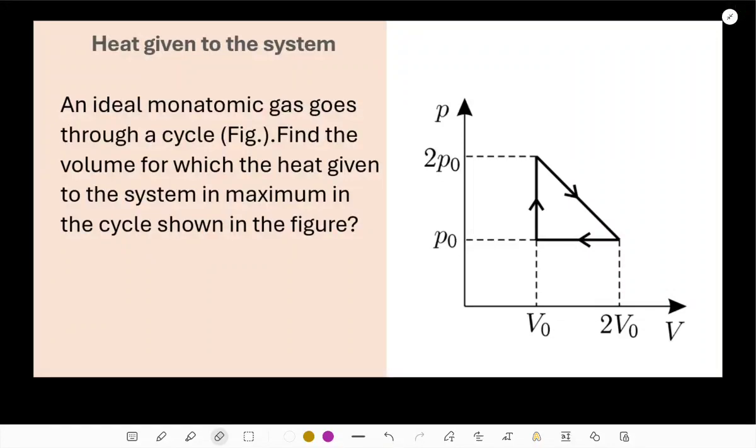Welcome. We have a new toy to play, a new problem to solve, and with a weird heading, heat given to the system. Yeah, of course.